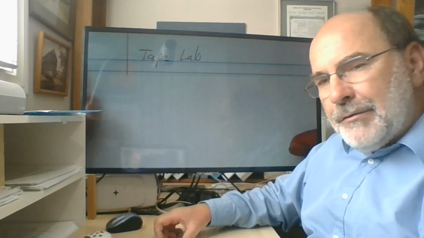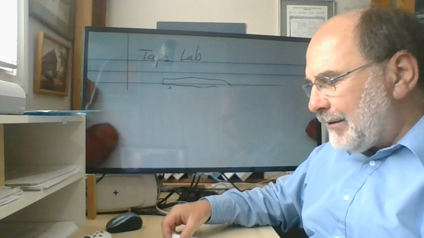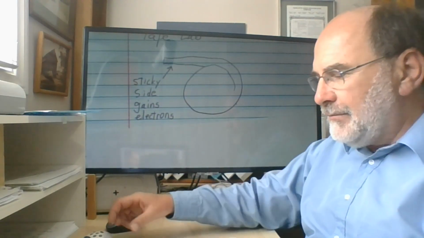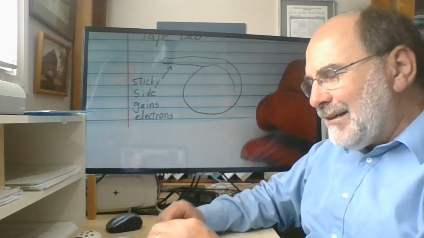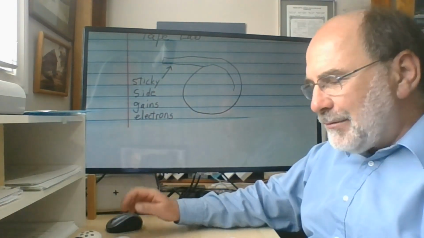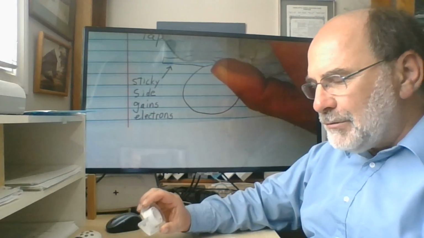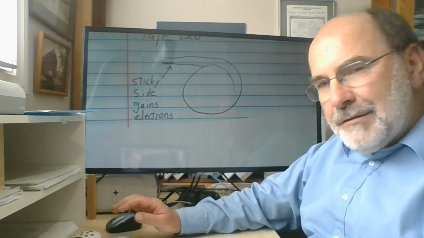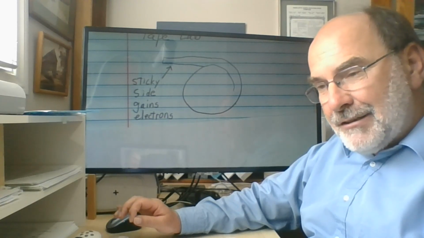But to understand the results of what you see, I need to explain to you and give you some background information about tape. So here's my excellent drawing of a roll of tape. And when you first pull the tape off the spool, the sticky side is presumed to be the side that gains electrons.